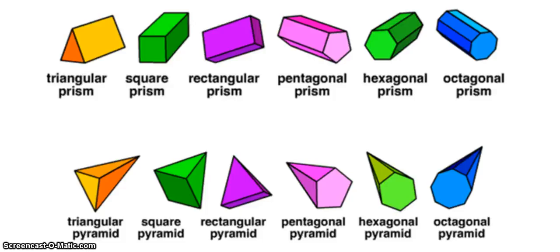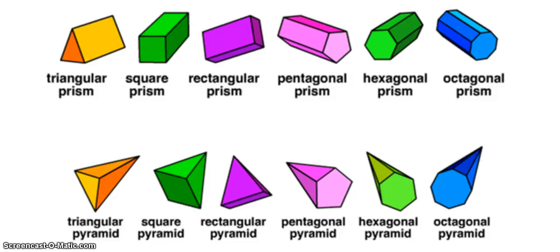Just as with prisms, pyramids are also named by their base. For example, here we have a triangular pyramid because it has a triangular base, a square pyramid with a square base, rectangular pyramid, pentagonal pyramid, hexagonal pyramid, an octagonal pyramid. Again, you can see this octagon base right here. The lateral faces all leading up to this vertex at the top, also called the apex. Octagonal base, lateral faces, apex.